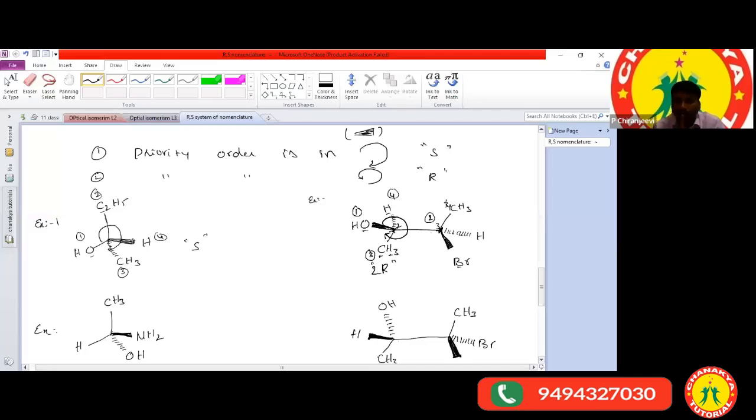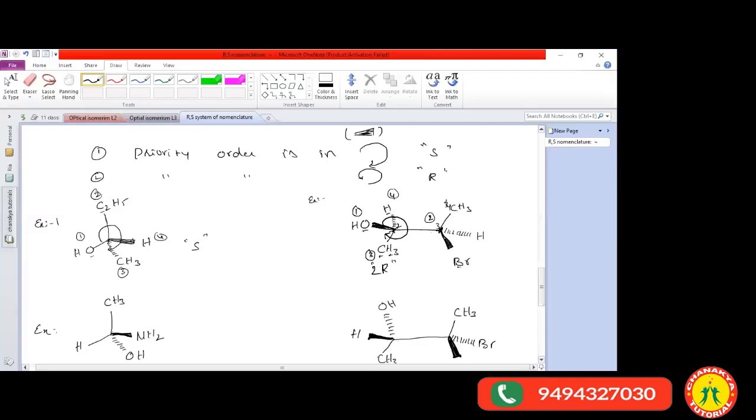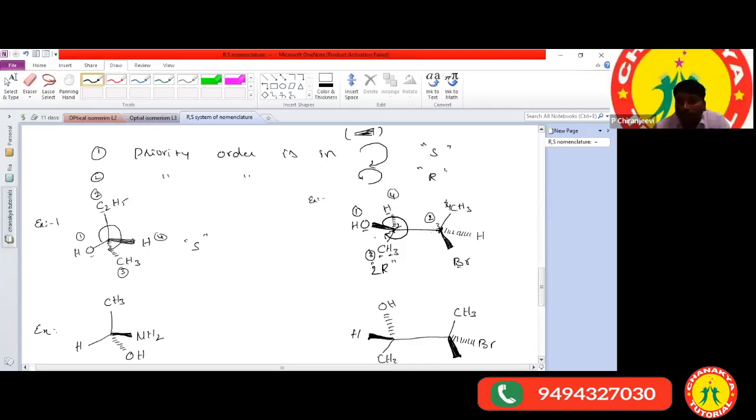What is the isomer of the third carbon atom? Is it S, sir? Very good, Anja. Sir, first priority we are giving to the bromine. Second priority we are giving to this carbon atom, on behalf of the methyl.